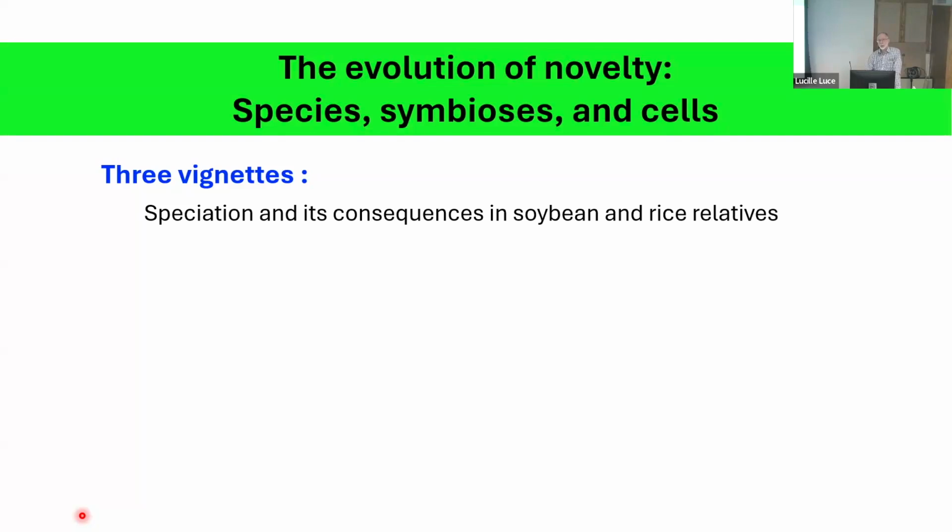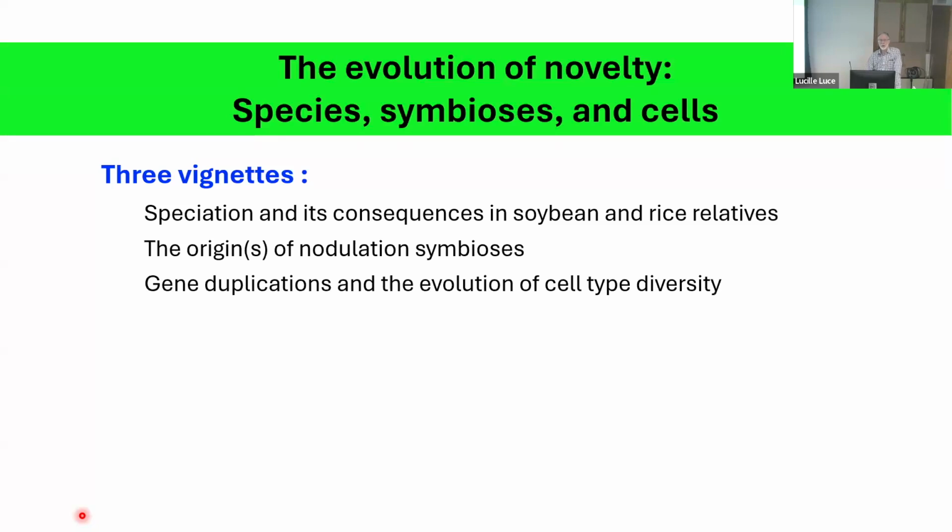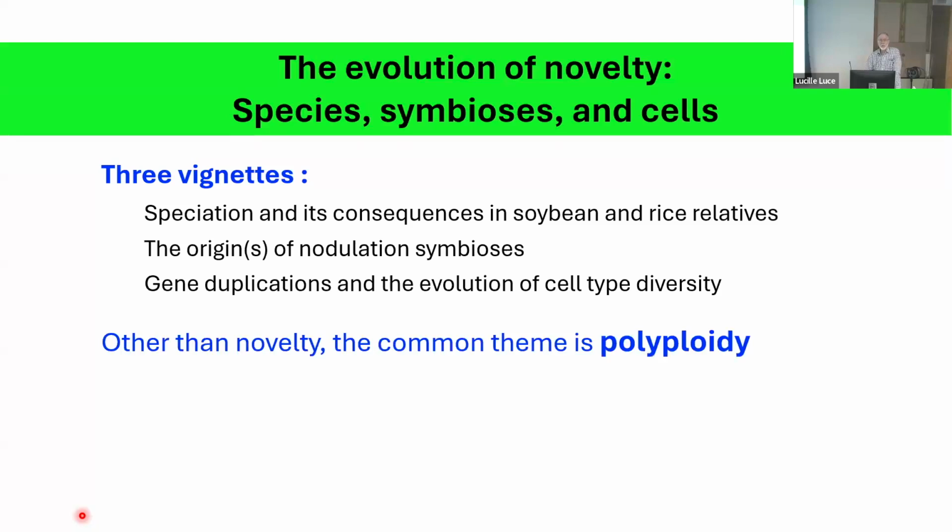And in particular, a couple of short stories about soybean relatives, which I've worked on for years, and also rice. And then after that, the evolution of nodulation symbioses, and finally talking about gene duplications and the evolution of cell type diversity. What these things have in common, other than novelty, is polyploidy. And Susheng mentioned that my research has been about polyploidy, whole genome duplication, for many, many years now.